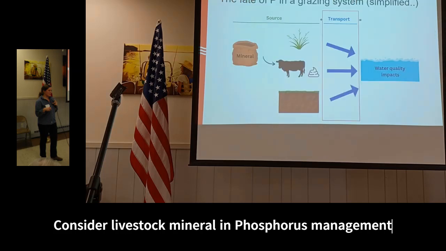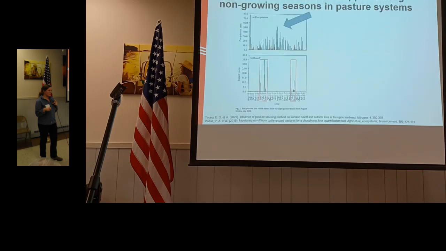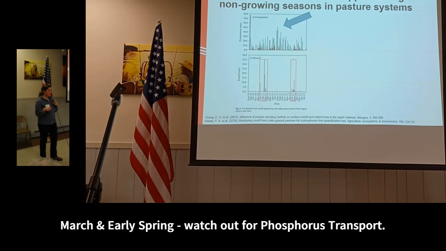So the next one we'll pivot and talk about transport. Transport is difficult because we can't control the weather, but we can identify when vulnerable times of the year are and manage accordingly. Every year is going to be a little bit different, but when we look at the research, this general trend really does emerge that the majority of runoff losses happen during our non-growing seasons in pasture systems.